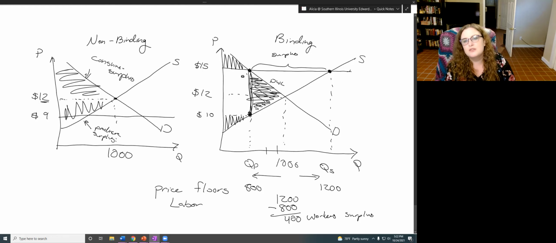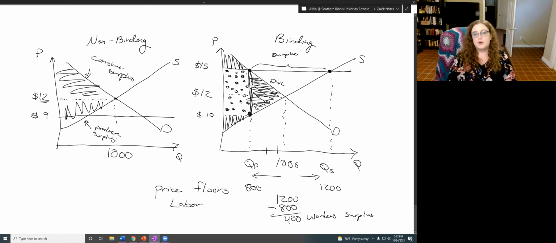And then we have this rectangle in the middle. And this is just losses related to the search activity: losses related to having to search for a job longer, losses related to having to compete for those jobs, losses related to having to pay more in gas to get to new jobs that are further away, and so on and so forth.